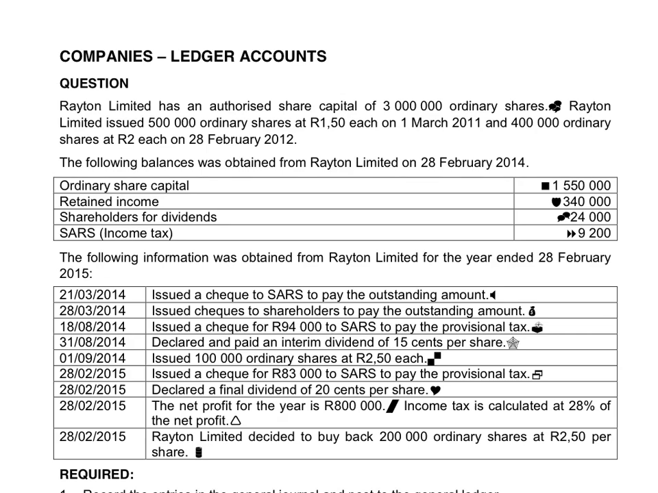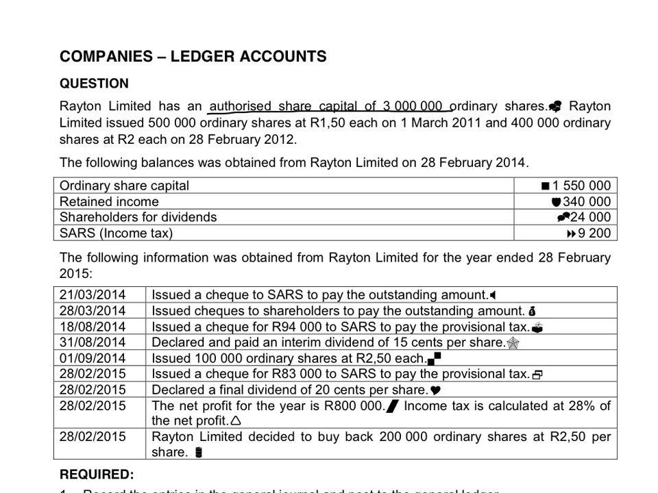Good morning. We will pay attention to the ledger accounts of companies today. If we look at the information, Raytheon Limited has an authorised share capital of 3 million ordinary shares. We don't do any calculations with the authorised share capital. We will only use this information in the note.